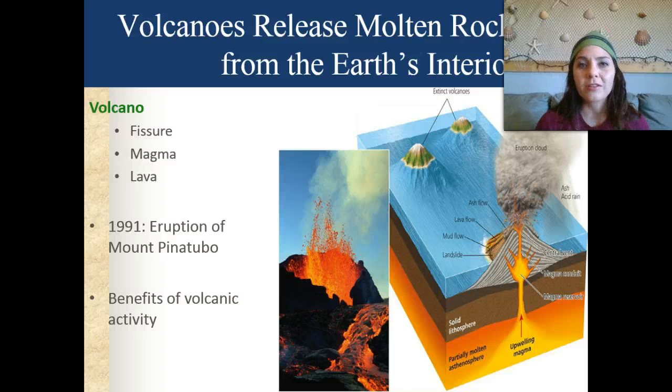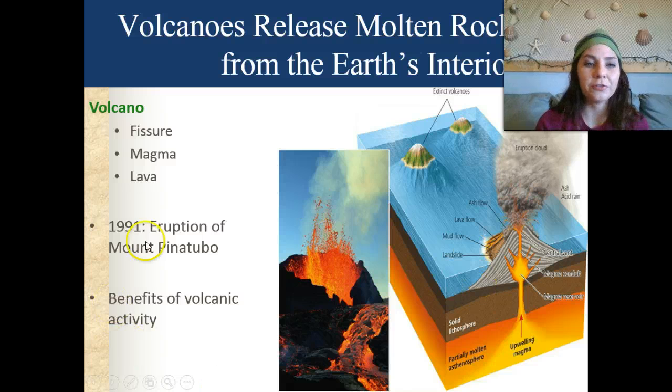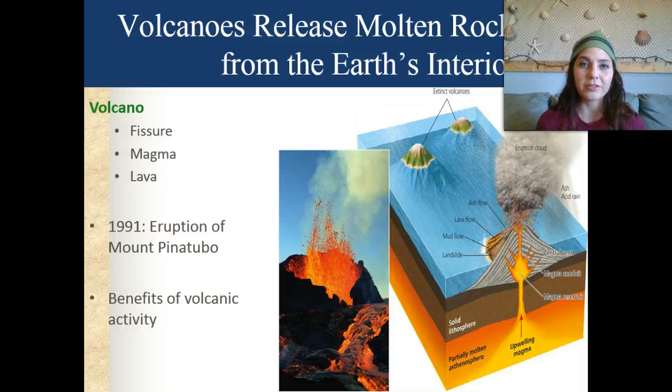So one of the processes that can occur as a result of movement of plates is a volcano. Volcanoes are what release molten rock from the Earth's interior. These are how the Aleutian Islands were formed, how the Hawaiian Islands were formed as well. So a fissure forms, magma rises up into the fissure, and then lava flows out. This is also going to be the site of primary succession because we're starting from scratch with no soil.